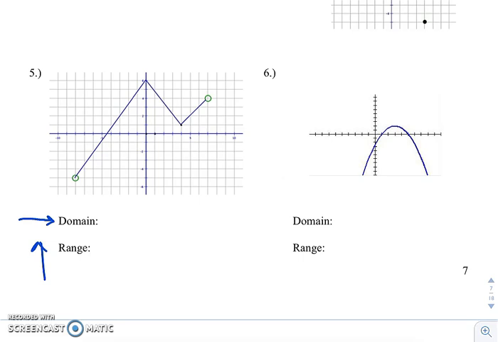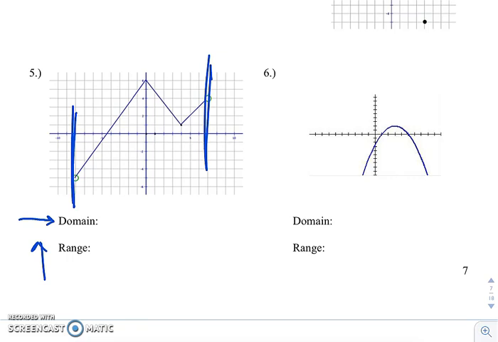So if domain's your x and your horizontal, the least or lowest value is from the left to the right. Range is the vertical direction, so the least or lowest value is from the bottom to the top. So it wants to know, looking at this graph, where does our function or our graph start from the left and where does it end to the right? So the farthest left our graph is here, the farthest right is here. So for the domain, that's where it's going.